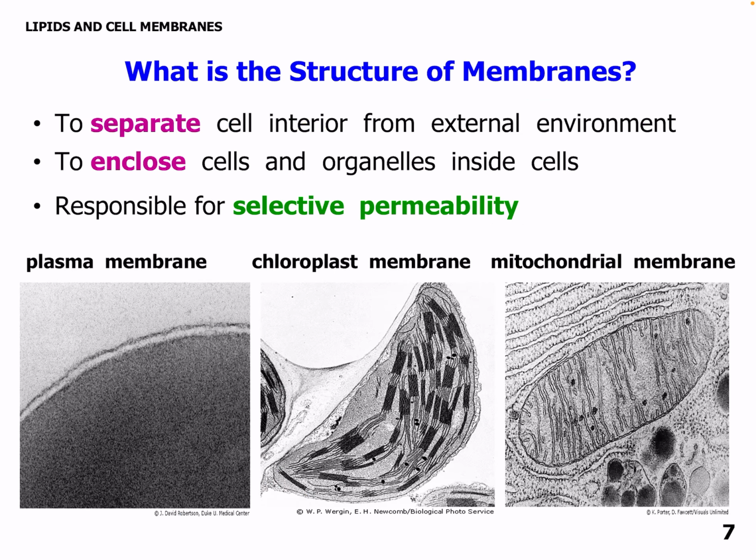So what are the structures of the membranes? The goal of these membranes is to separate the cell's interior from the external environment and to enclose cells and organelles inside, and it is also responsible for selective permeability. So we don't want to let anything get into the cell. We want to be selective with what we need.